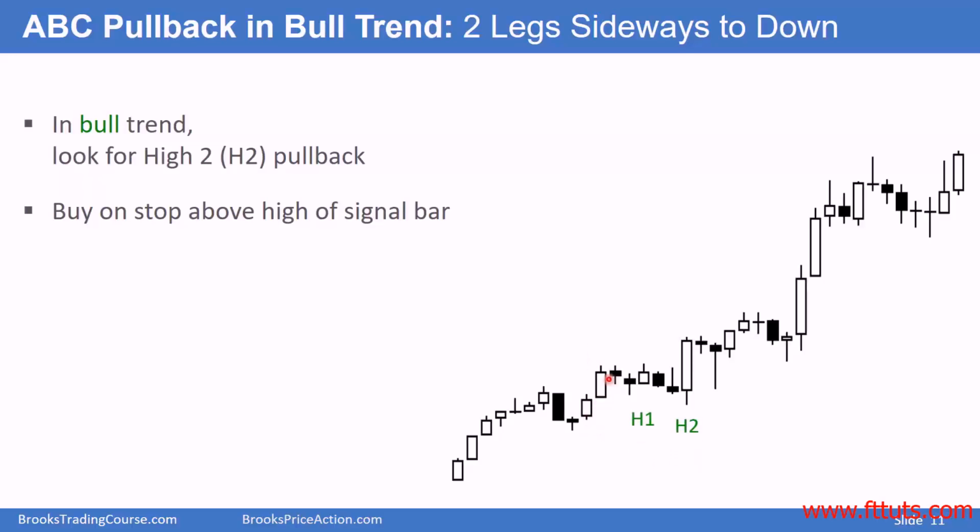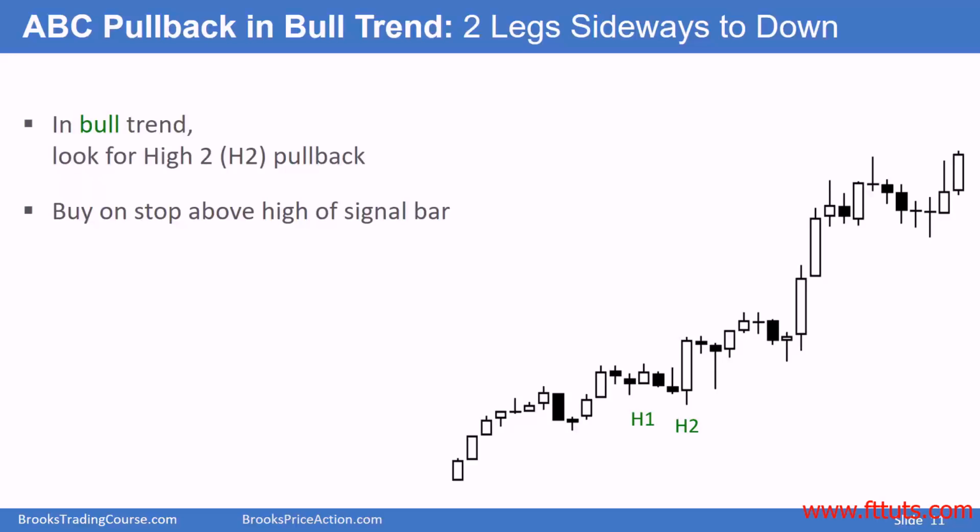So for example, we have a little bull trend. The bull trend started here. We have a new bull leg here. We pulled back. We tried to resume up. It failed. Maybe a second attempt will be successful. This is a high one buy setup. Did not work. And this bar is a high two buy setup. And it did work. Buying above its high led to a profitable trade.